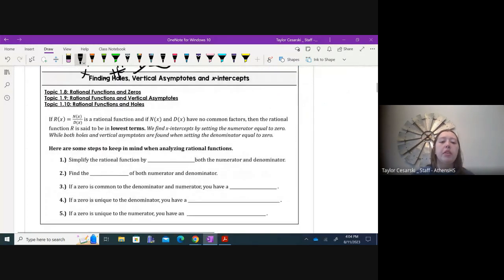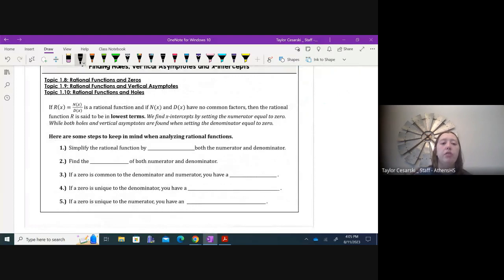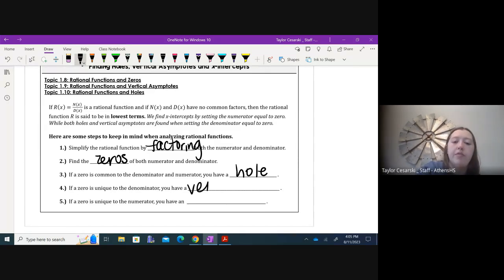All right, so some other things you may want to find are zeros, vertical asymptotes, and holes. Okay, so the first thing you're going to do is simplify the rational function by factoring. Okay, find the zeros of the numerator and the denominator. If the 0 is common, meaning if I have x minus 3 and x minus 3, you have a hole. Hole is what you cancel out. If a 0 is just in the denominator, you have a vertical asymptote.